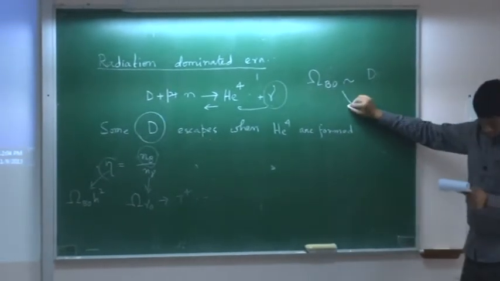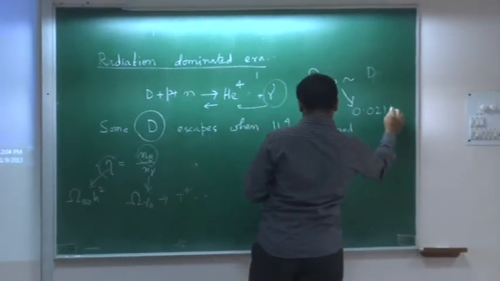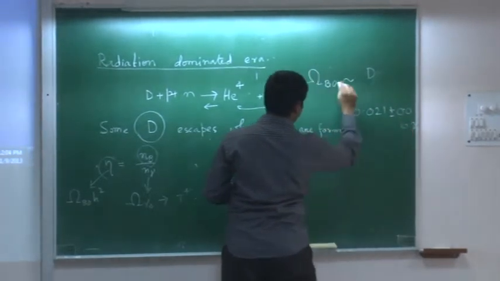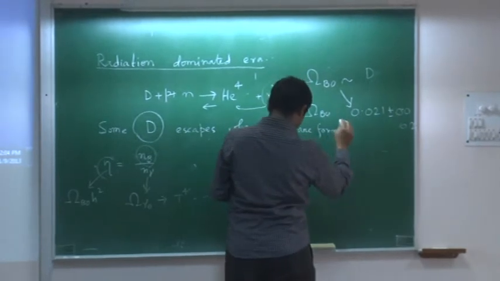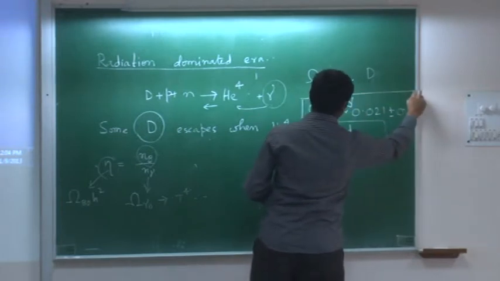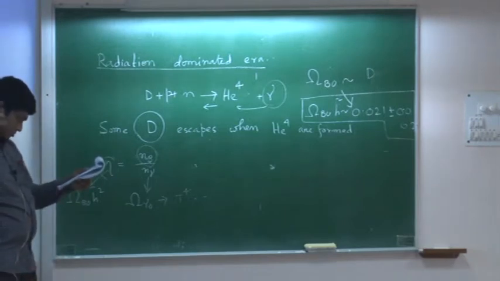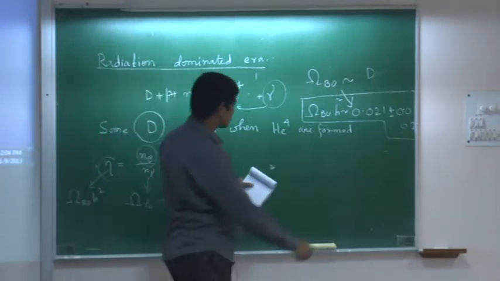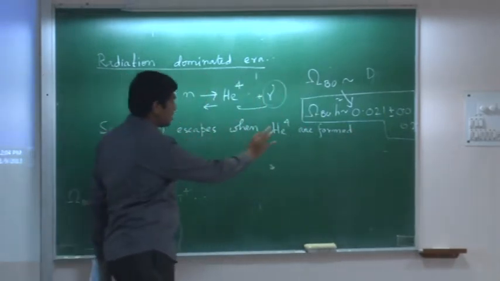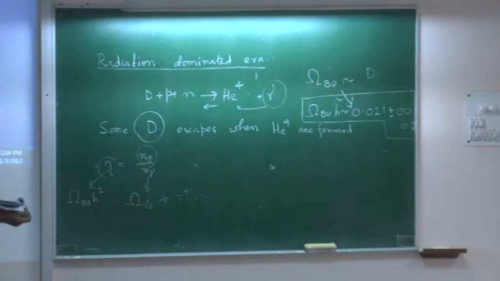And this was found to be not this, but omega baryon naught H square. This is what was observed from the deuteron abundance. So this bound, or this value of omega baryon naught H square, comes from just Big Bang nucleosynthesis. Again, I'm stressing that fact.